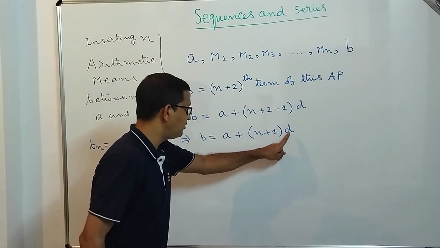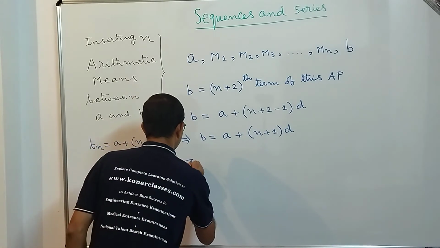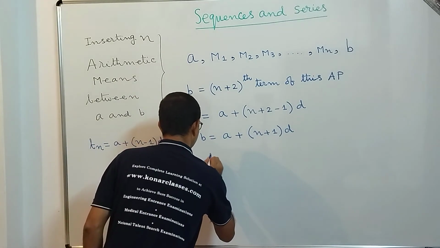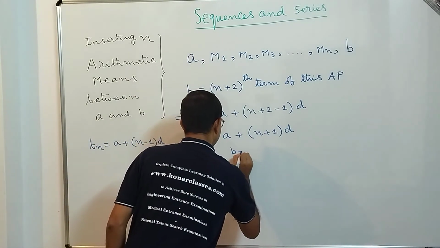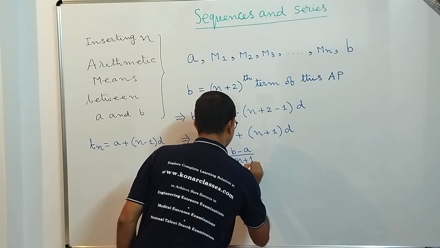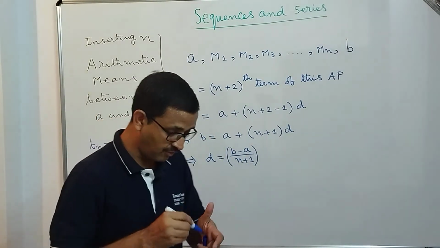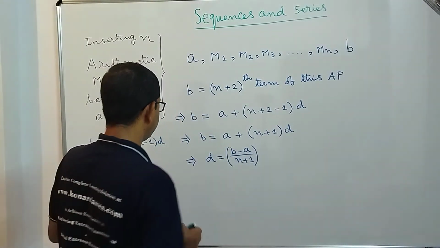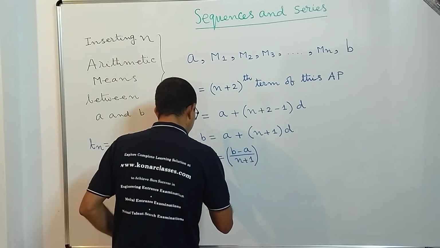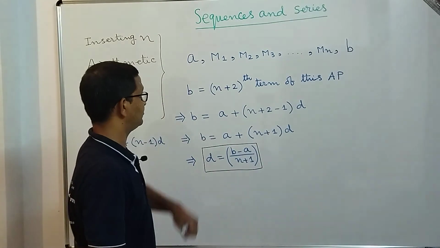Only D is unknown here, correct or not? D is the only unknown. So from here what do we get, the value of D? The value of D we get is (B minus A) divided by (n plus 1). That is the value of D, and it's a very important derivation. Why is it an important derivation? Because this will help us to find all these n arithmetic means.